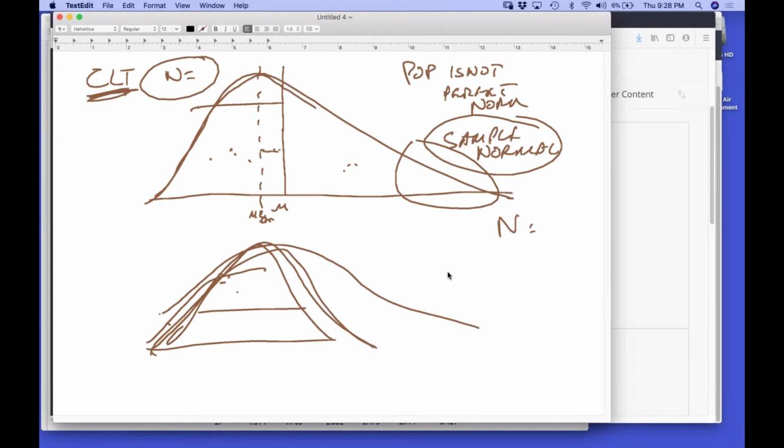And the sample size most people say is sufficient to avoid problems with a population that's not perfectly normal is about 30. That's why in a lot of books, when they refer to a large sample size, they'll use 30 for a large sample size.